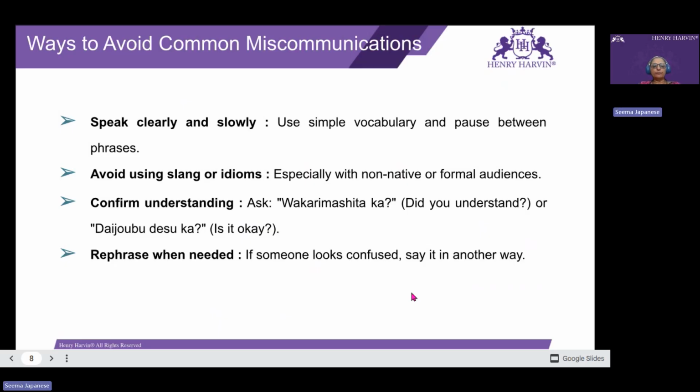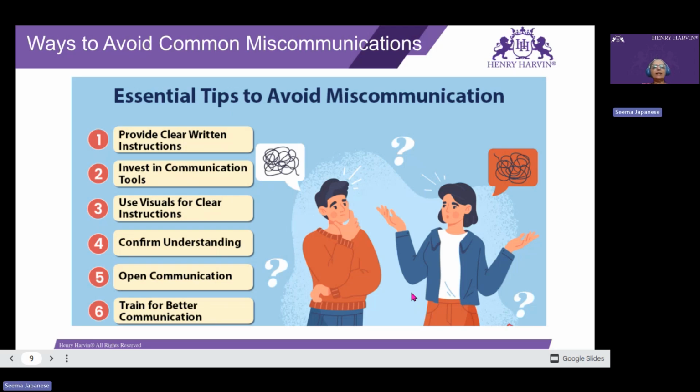Next is confirm understanding. You need to confirm the understanding. Ask "Wakarimashita ka?" Did you understand? Or "Daijobu desu ka?" Is it okay? Rephrase when needed. If someone looks confused, say it in another way, right? Okay. And ways to avoid common miscommunications. What are the ways that we should avoid miscommunication?